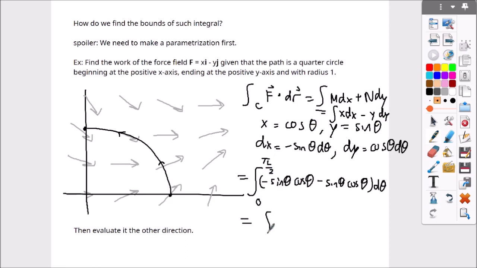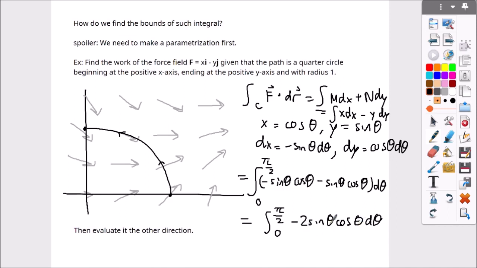So this is equal to the integral from 0 to pi over 2 of negative 2 sine theta cosine theta d theta. So what does it end up being? I want to use a trig identity, the identity 2 sine theta cosine theta.